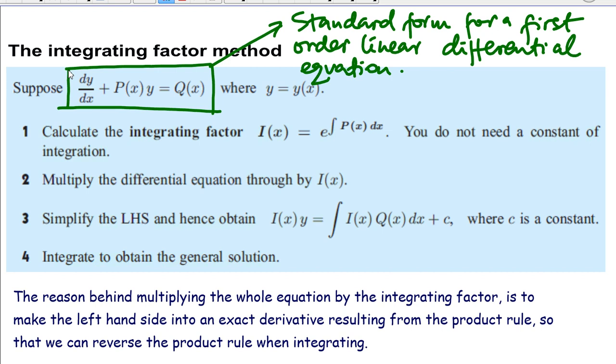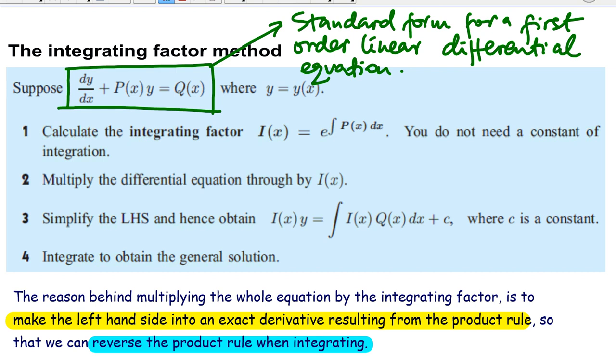the integrating factor is just a way. In fact, the reason behind multiplying the whole equation by the integrating factor is to make the left hand side an exact derivative resulting from the product rule. I've included that below here. And then when we integrate that equation, we reverse the product rule to get what you want.